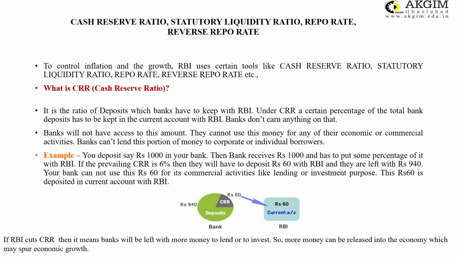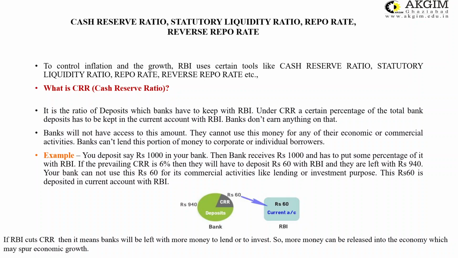Banks are under the obligation that they cannot utilize this money, they have to keep this money as a reserve with RBI, and now the bank is only left with rupees 940. They can only use these 940 rupees for further purposes, for further investments or other activities.